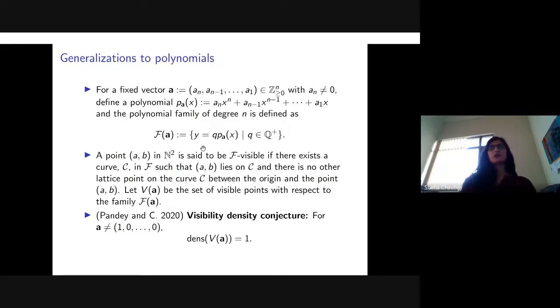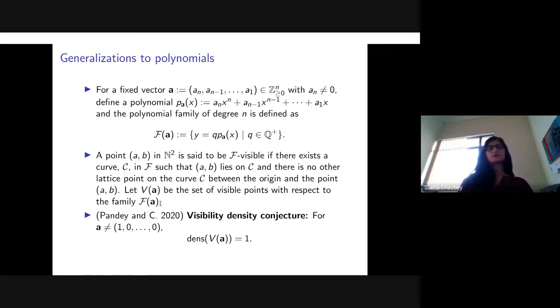Okay, and similarly one can define a point (A, B) to be F-visible if there is a curve in this family such that if a point lies on this curve, then there is no other lattice point on the curve between the origin and the point (A, B). It's the same definition, but instead of those curves, we have a general polynomial and this general family. Let us denote V(A) to be the set of visible points with respect to this family F(A).